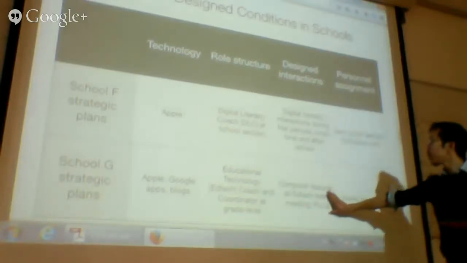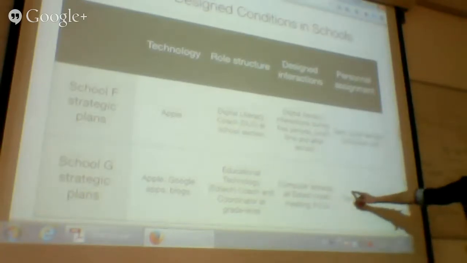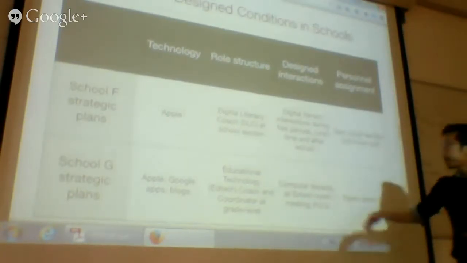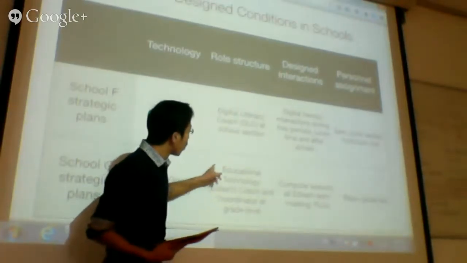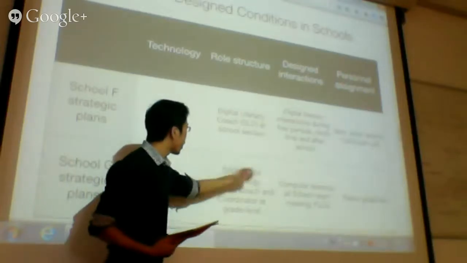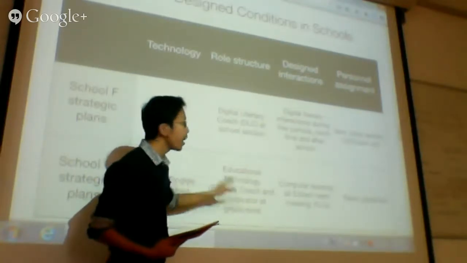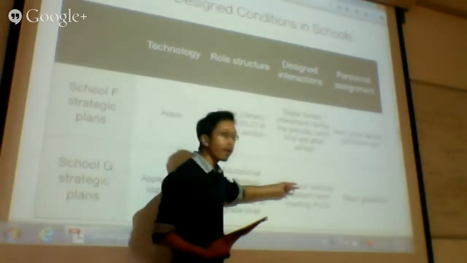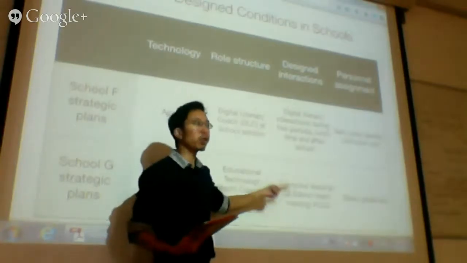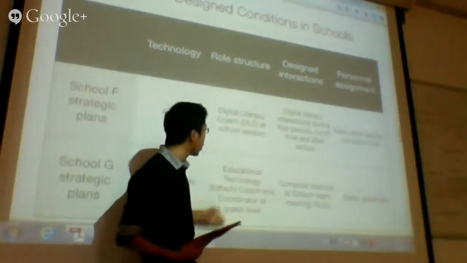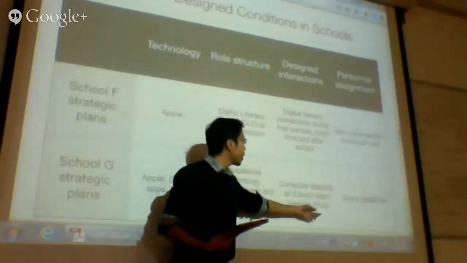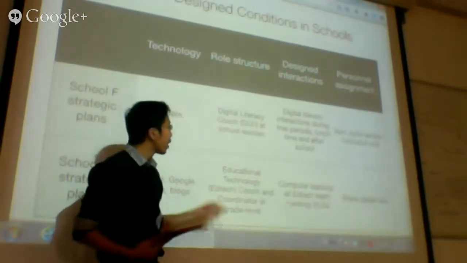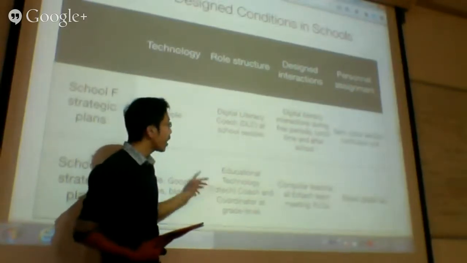We see that there are other interactions created for Steve. And this includes weekly meetings with all of the educational technology coaches and coordinators in the school. So that's another designed interaction for him. You must go to this meeting for all the ed tech coaches and coordinators in the school. Not only that, but then there's also weekly meetings with just the ed tech coaches and coordinators in his primary section.